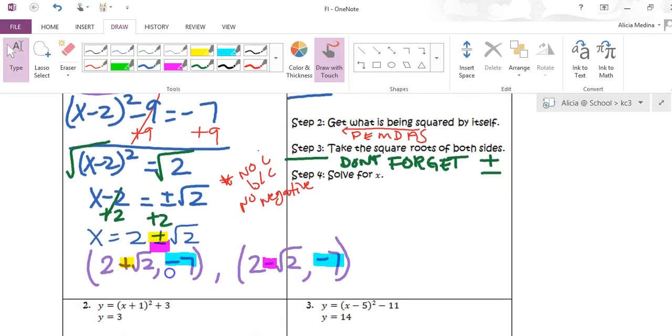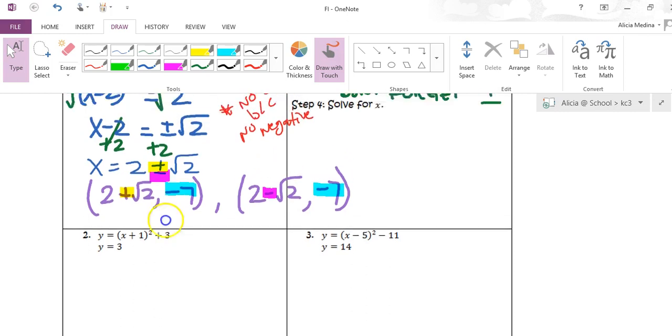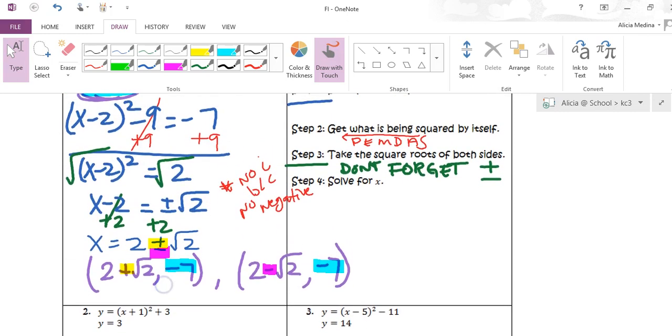So that's what we're doing for this section, is solving by taking the square root. If you could also do me a favor and just go ahead for yourself and give yourself a step 5, just so that you remember. I'm going to say solve for y.